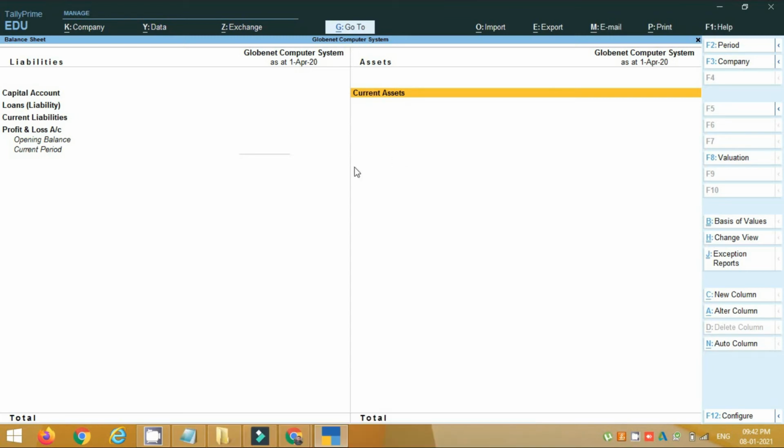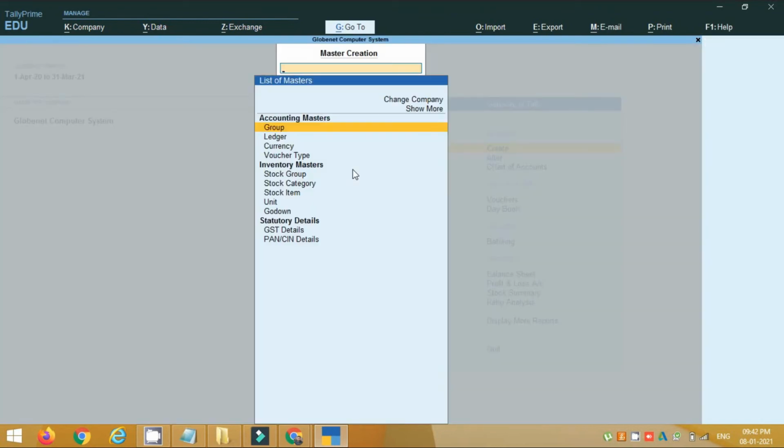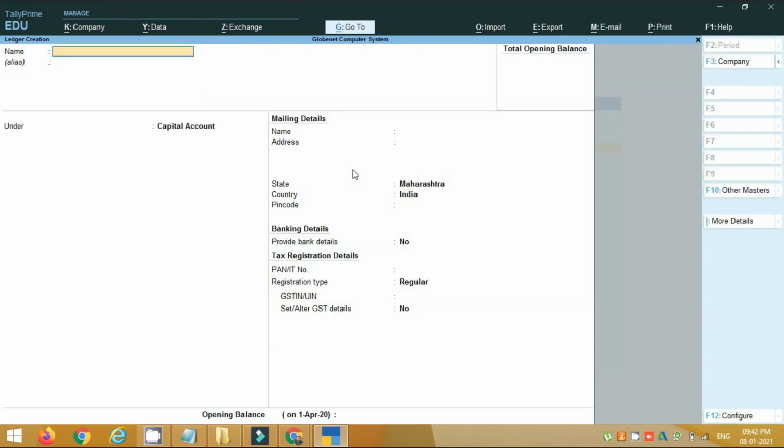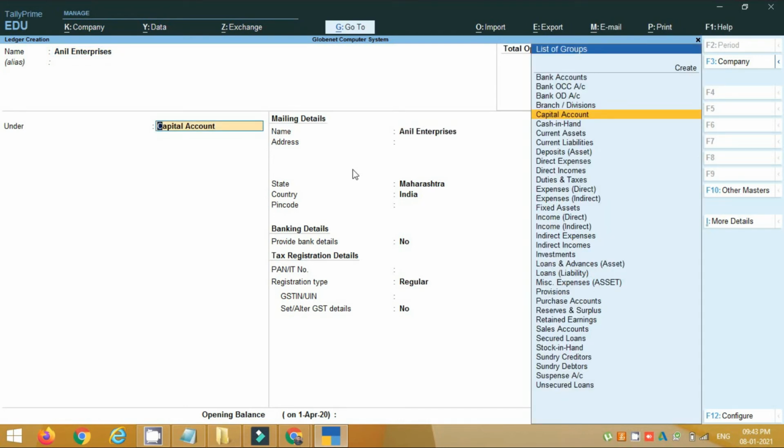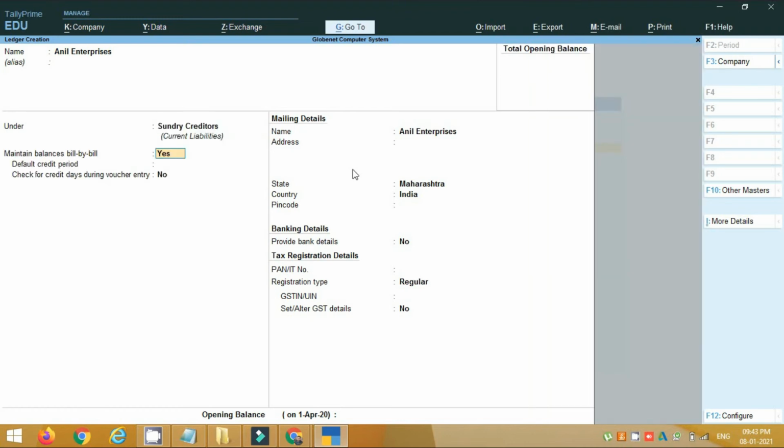So to get all the accounts here, we need to prepare a ledger. So we'll go to create a ledger. Suppose we take, for example, Anil Enterprises. We take it as sundry creditors. In this we can maintain bill by bill. If you are maintaining bill by bill, we have to put yes, or you can put no as well. So yes.